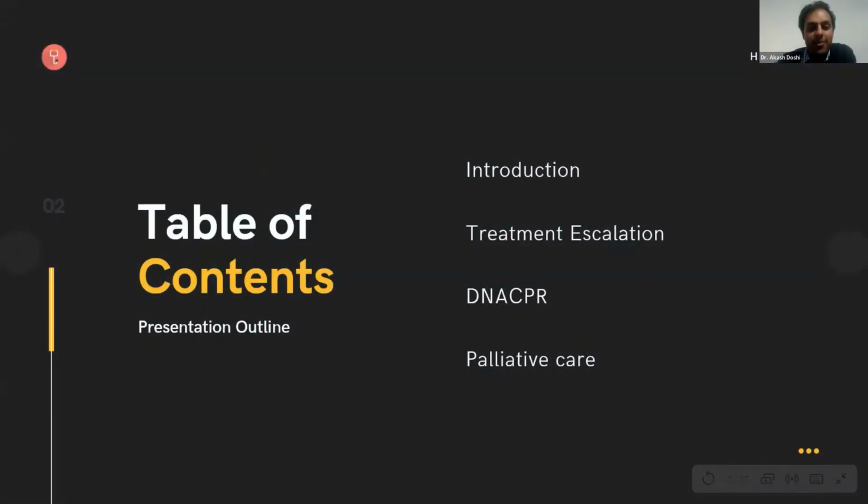So what we're going to be talking about is a little bit about treatment escalation and treatment ceilings, do not attempt resuscitation orders, and a little bit about palliative care.